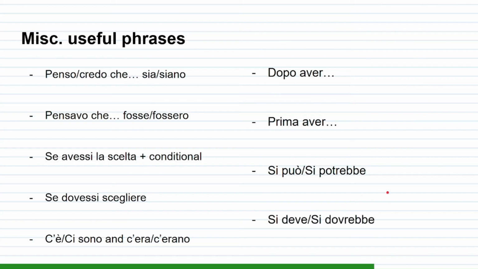Si può, si potrebbe, si deve, and si dovrebbe all fall into the same grammatical structure of the impersonal si.